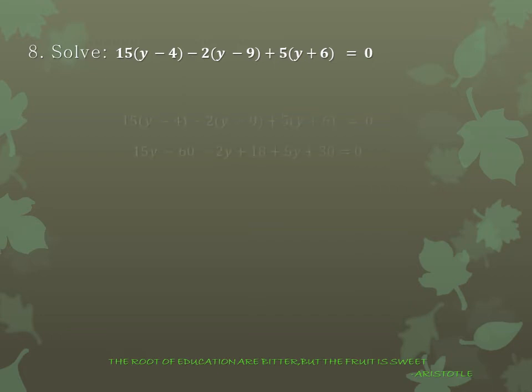Very simple. That is 15 into y is equal to 15y. 15 into negative 4 is equal to negative 60. Negative 2 into y is negative 2y. Negative 2 into negative 9 is positive 18. 5 into y is 5y. 5 into 6 is 30 and right side is equal to 0.